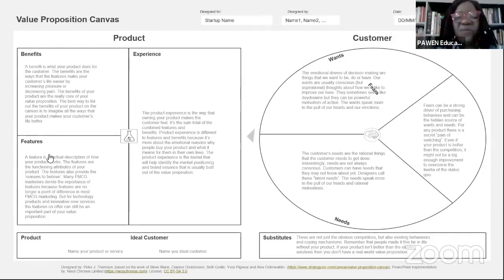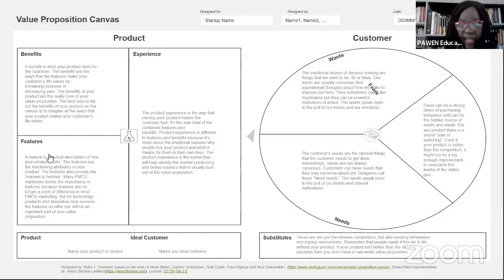However, when you're looking at the value proposition canvas, this is a tool. These are the actual templates that you're going to use in creating your value proposition. And you start with your products. First and foremost, what are the features of that product?